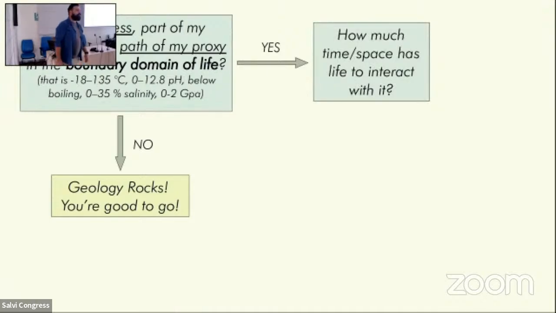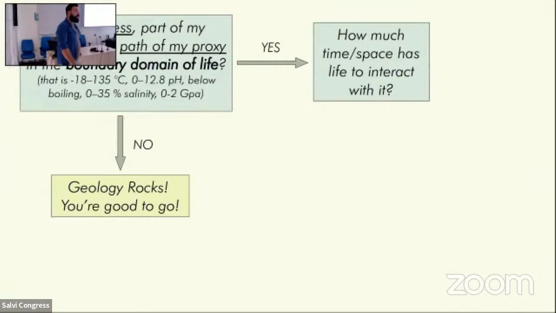The next question should be, how much time and space has life to interact with my process? We were discussing yesterday, if you're studying underground for 6 months, you probably shouldn't worry too much, right? We're not sure, but probably it's not a lot. If you are studying for 20 years, then life has a lot of time to adapt and interact with yourself. So ask yourself, how much time and space has life to interact with it?